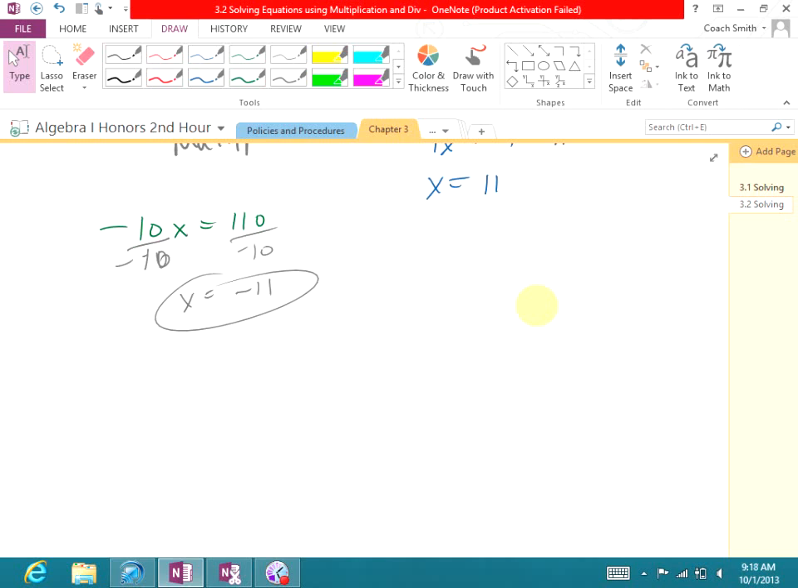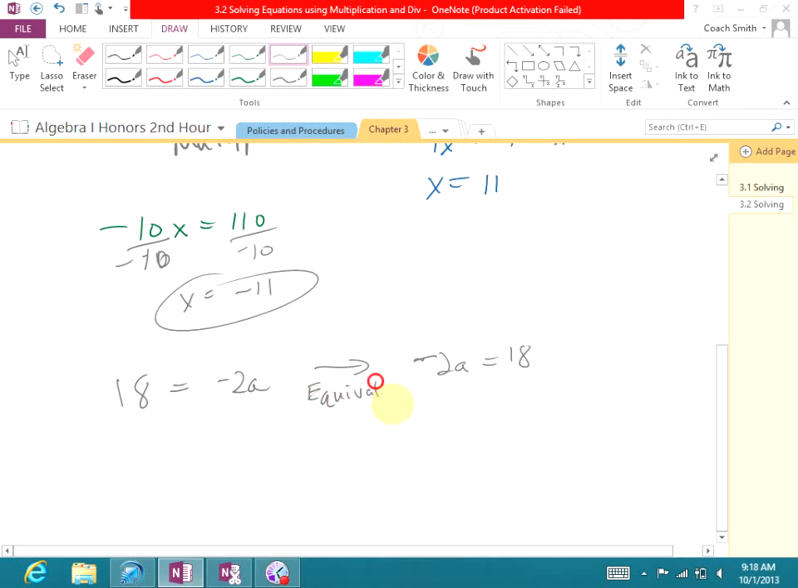You just follow your rules. If I'm dividing by one negative, then the answer is negative. Okay, it doesn't change if it looks like this. Okay, because of our commutative property, these two are equivalent because of the commutative property. Okay, so you would solve it the same way we did the other one.